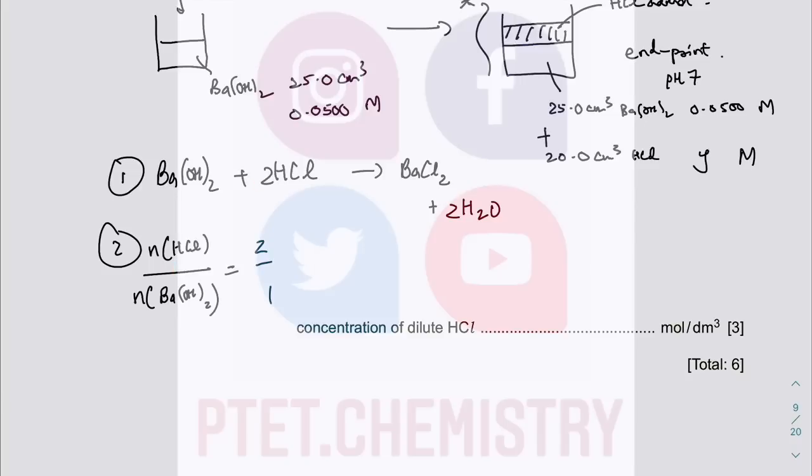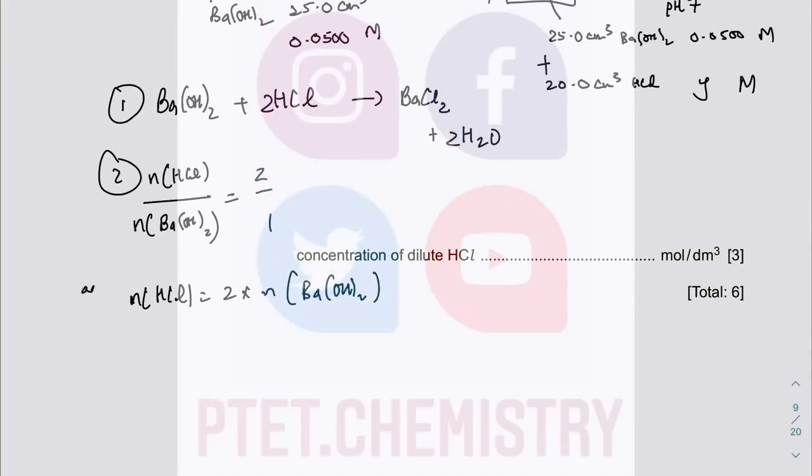So for HCl, it's 2 on top, and 1 for barium hydroxide. If I've got this the other way around, I just have 1 over 2. It doesn't matter, it will still give me the correct answer because I'm doing the correct mathematics. Okay, so the mole of HCl is equal to 2 times the mole of barium hydroxide.